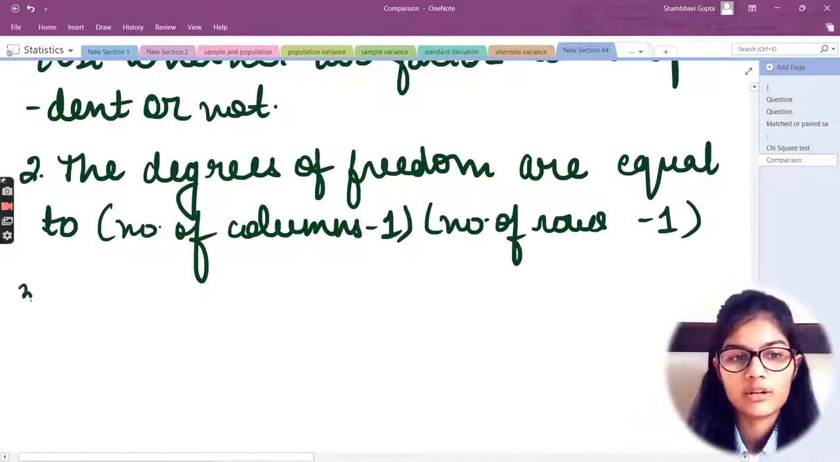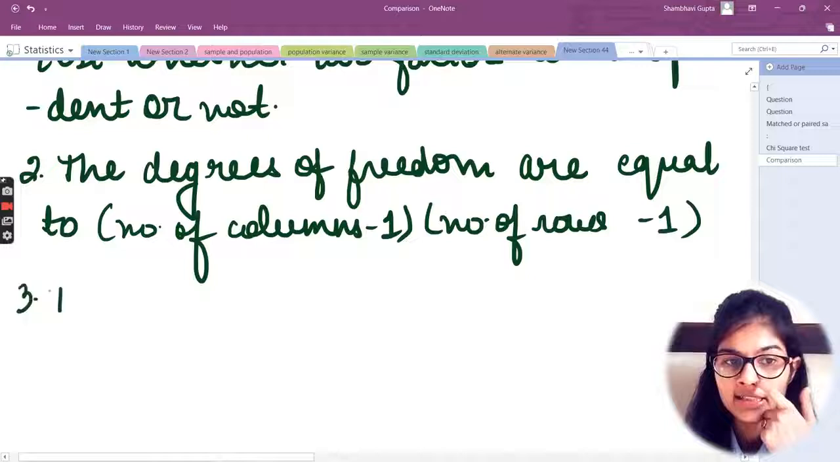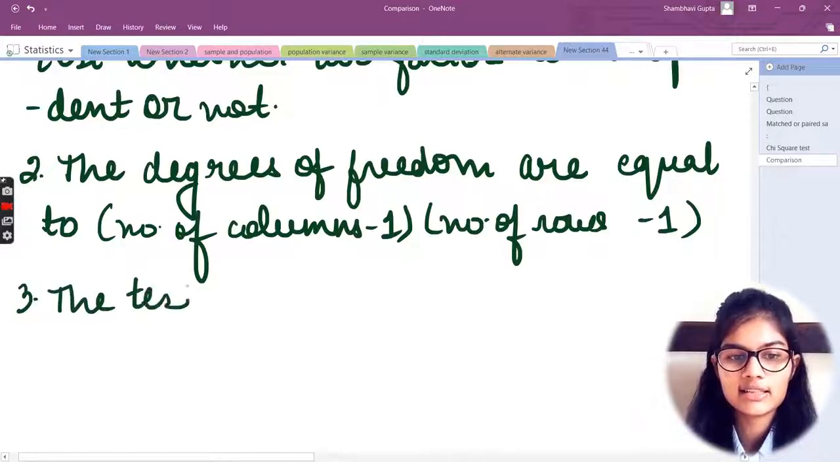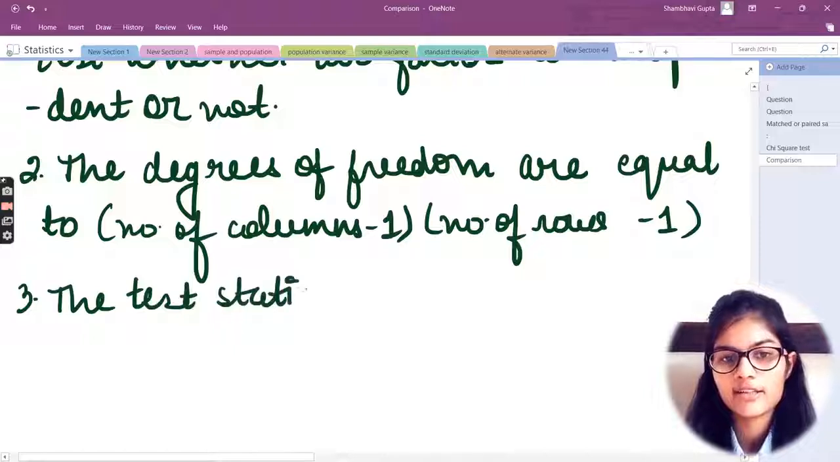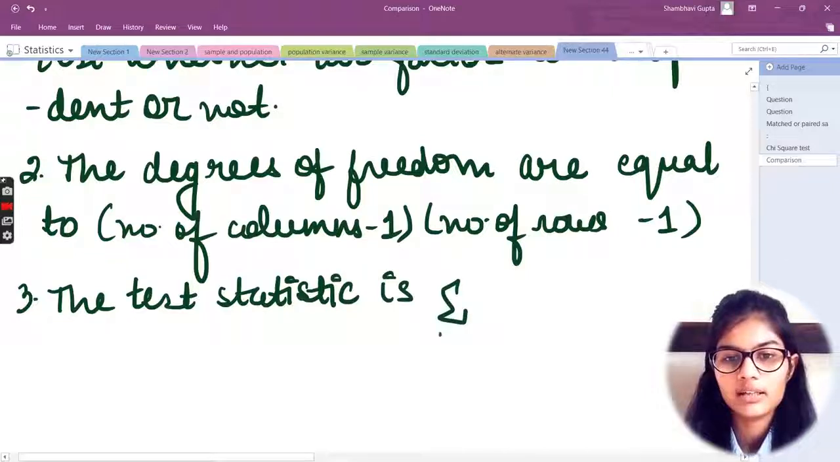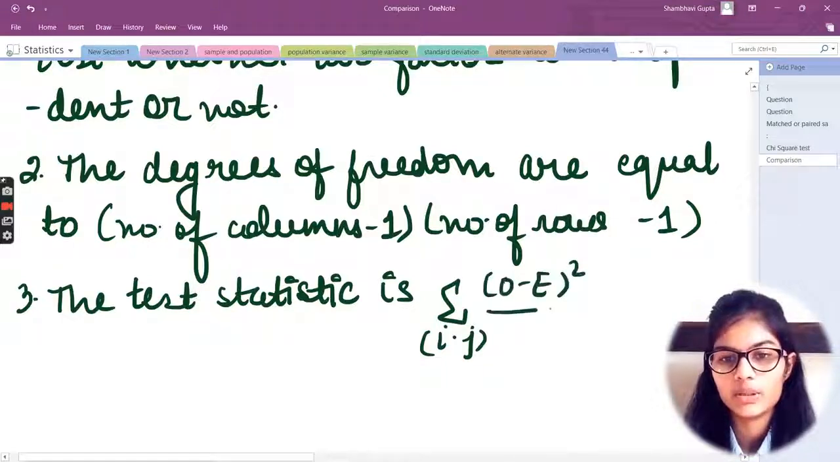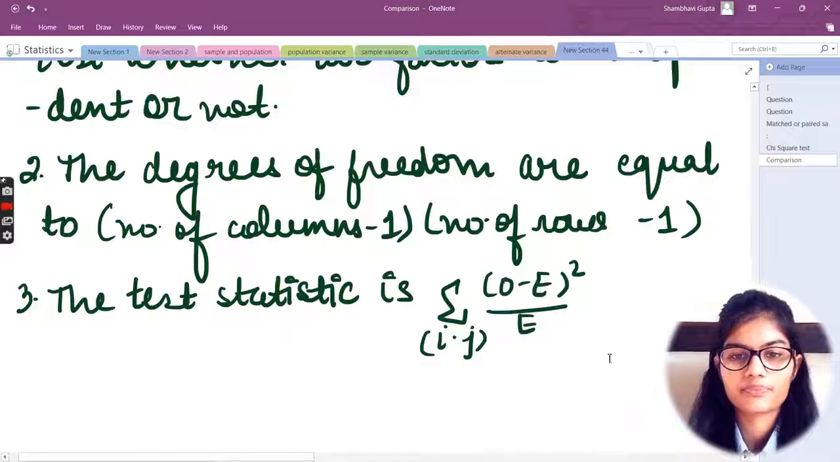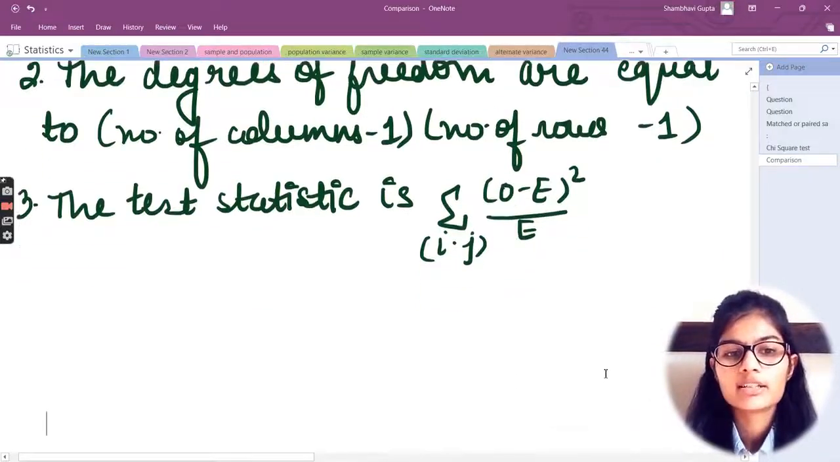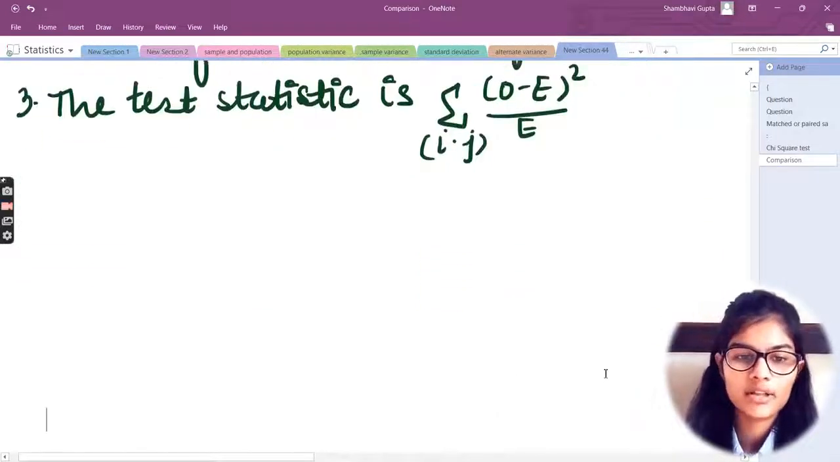Fine. Now moving next, we have the test statistic. The test statistic which we have for this is sigma over i, j, and next I'm having O minus E whole square divided by E. The test statistic is this, okay?